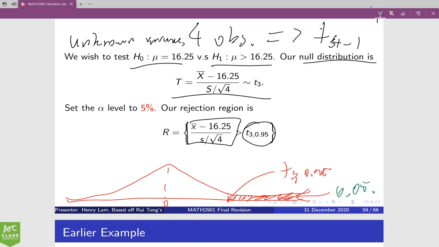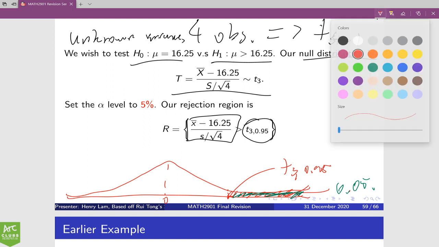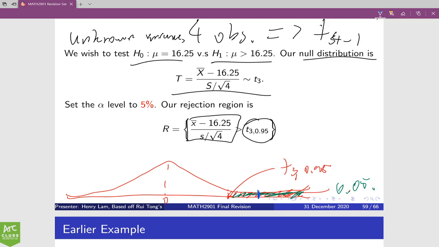5%. Right, this green region over here. Because if our observed value lies within that area, then the p-value would have been smaller than 5%, right? Because you have less error to work with.